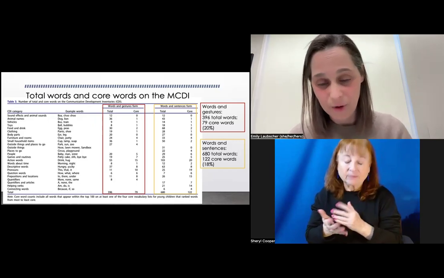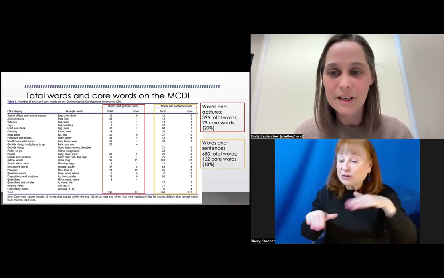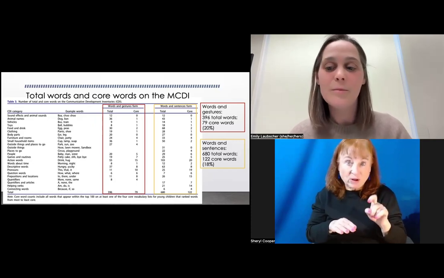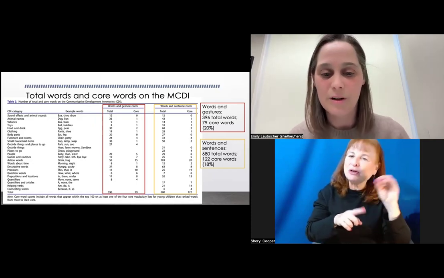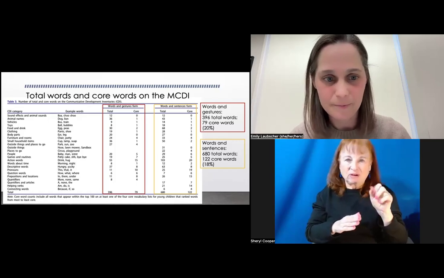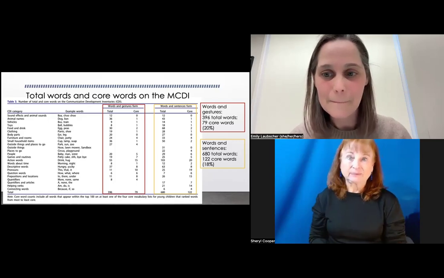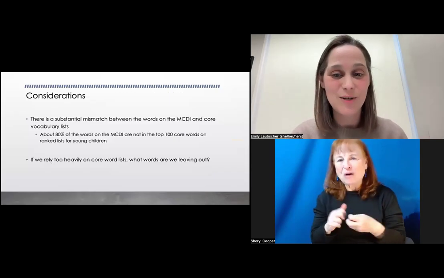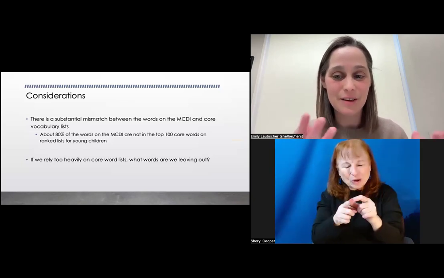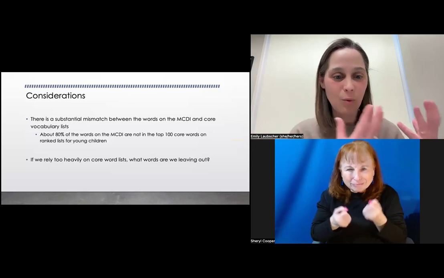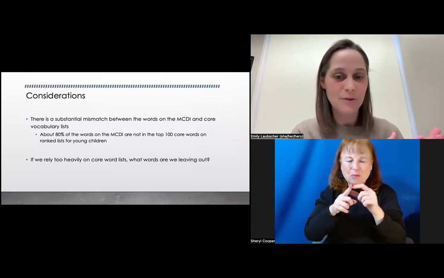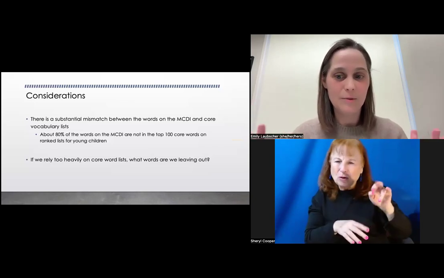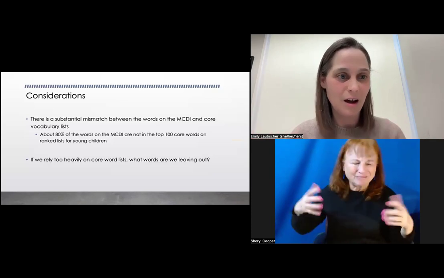On the words and sentences form for slightly older children, there are 680 total words on the MCDI, and 122 of them, or about 18%, appear in the top 100 of ranked core word lists. So we can see a similar problem when we look at the actual words produced by beginning communicators. There's this mismatch between the words on this validated inventory of first words, the MCDI, and the words on core vocabulary lists developed for young children. There's not a ton of overlap.